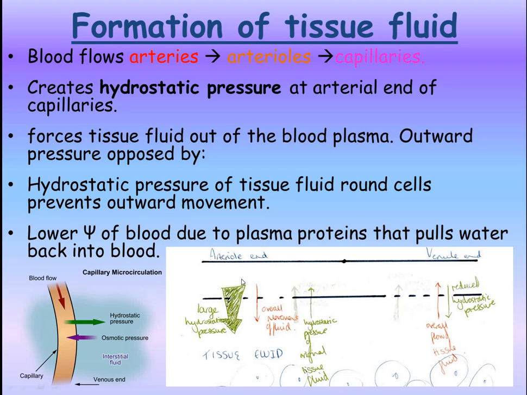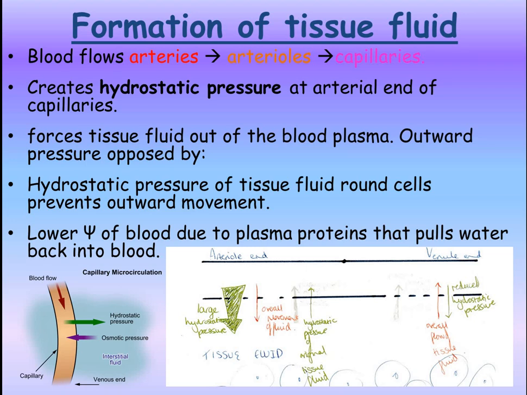If you look at this diagram here, this is the arterial end, where the blood will come from the arteries to the arteriole into the capillary, and this is the venule end, sometimes called the venous end, but we'll call it the venule end. Here you can see that the green arrow is very big because that represents the large hydrostatic pressure which is trying to force the plasma out of the capillaries. So yeah, this large hydrostatic pressure forces the tissue fluid out of the blood plasma.